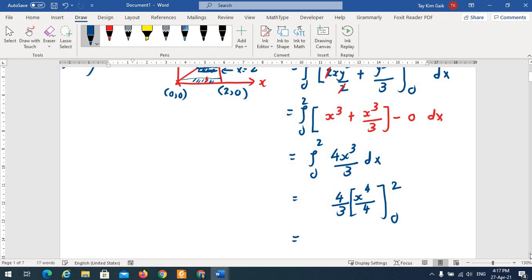When you want to evaluate, simplify first. 1/3, and this one is 2 to the power 4, which is 16. So the answer is 16/3.